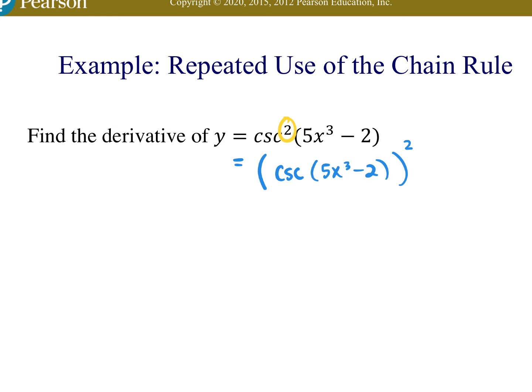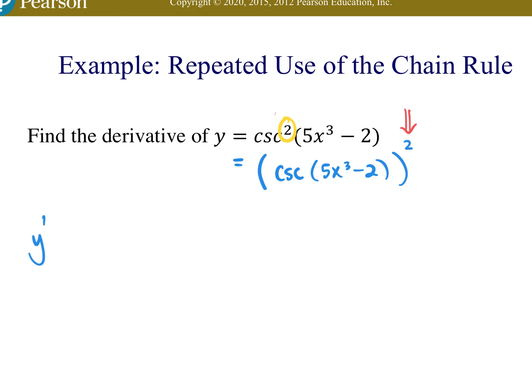It will be better for you to think that way, because then it would be easier to identify what, quote unquote, is the outside function. I have seen students identify cosecant just because it comes first. They're like, oh, I must do cosecant first. But really, you're not doing cosecant first. What you really want to do first is apply the power rule, because it's the square that's really on the outside of your function.